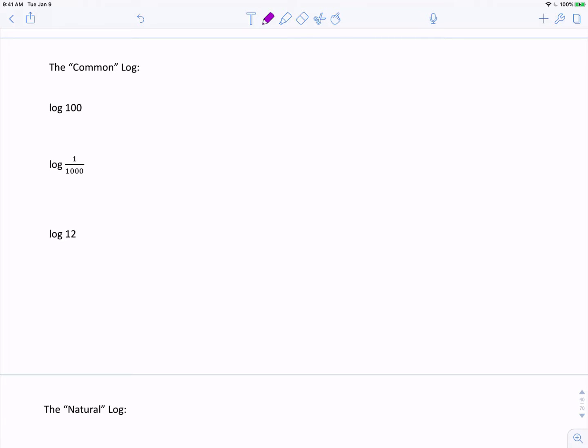So on a calculator, there's two kinds of logs you can compute. The first is a common log. When you see the word log or the function log and there's no base denoted, that means the common log is being used, and the common log has a base 10. For example, when we write log of 100, if you just go to your calculator and type in log of 100, you'll see an answer of 2.